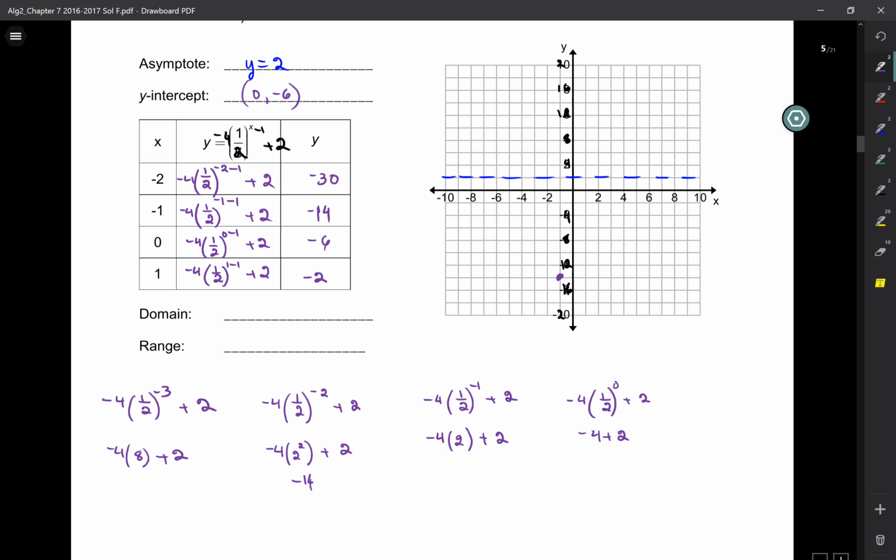Huh? Say that again. At negative 1, we're at negative 14, right?